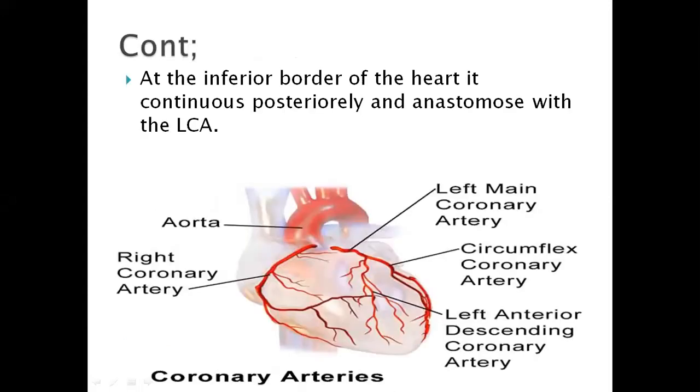The heart has various borders: anterior border, inferior border, superior border, diaphragmatic border, as seen in gross anatomy. At the inferior border of the heart, the right coronary artery continues posteriorly and anastomoses with the branches of the left coronary artery. See the diagram: the right coronary artery, after descending downward, reaches the inferior border of the heart, and then it anastomoses with the branches from the left coronary artery. Clear?